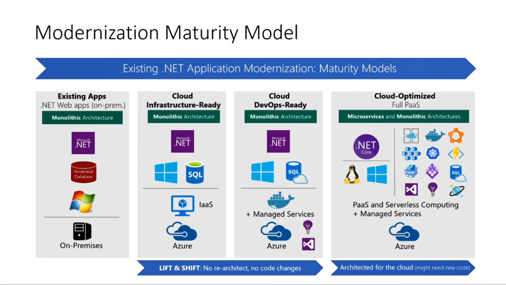But just to recap this very briefly, the way we think about the maturity model is in two stages or two approaches: lift and shift, which we break down into cloud infrastructure ready, which is really about rehosting your apps and VMs. And then cloud DevOps ready, which is about creating an automated CI/CD workflow after containerizing your apps with Docker server containers, and then pushing them to the cloud for scaling and high availability using orchestrators like Service Fabric or Kubernetes, and so on.